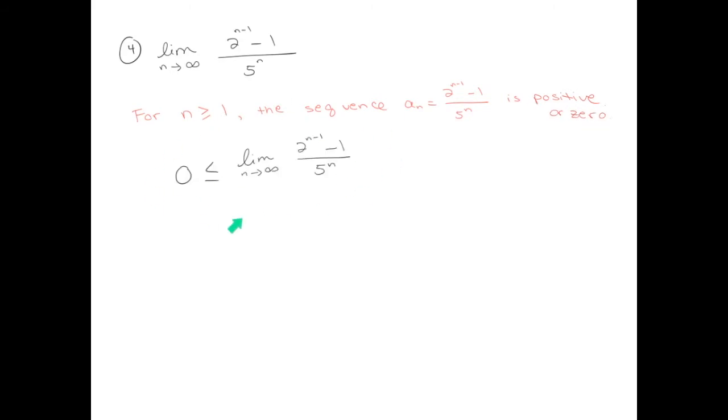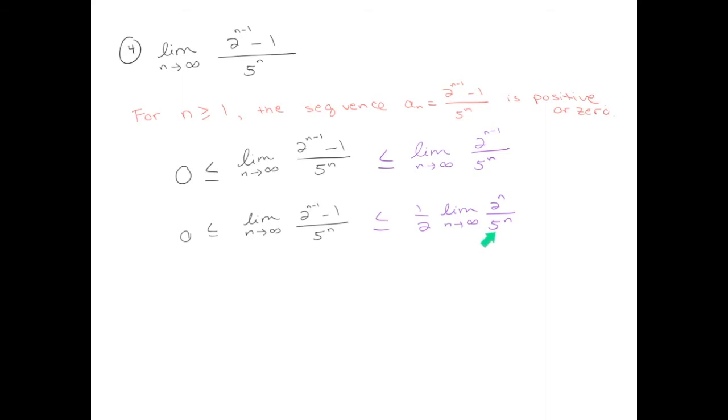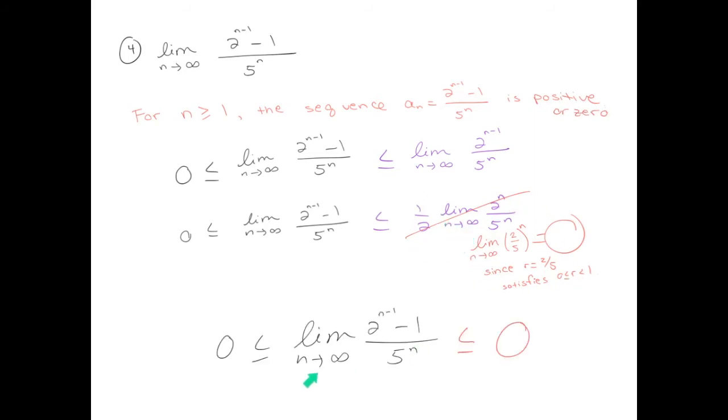In other words, we can write down this relation: 0 is less than or equal to this sequence, just by plugging in numbers and testing it out. Now, let's notice that this minus 1 can be discarded if we make an inequality, because over here on the right, the numerator is bigger. We can separate 2 to the n minus 1 as 2 to the n times 2 to the minus 1. Then we can pull 2 to the minus 1 outside the limit. Now we have what we want, which is a geometric sequence with r value of 2/5. Since 2/5 is less than 1, this geometric sequence approaches 0. So the limit that we're looking for is somewhere in between 0 and 0. By the squeeze theorem, this limit must also be 0.